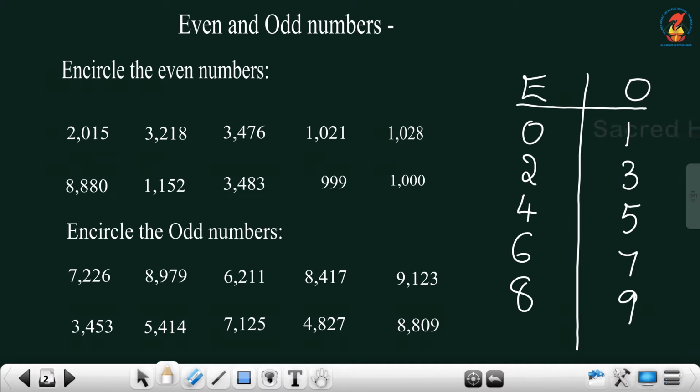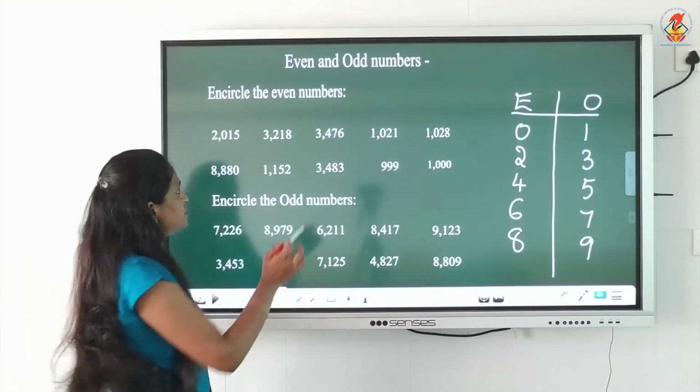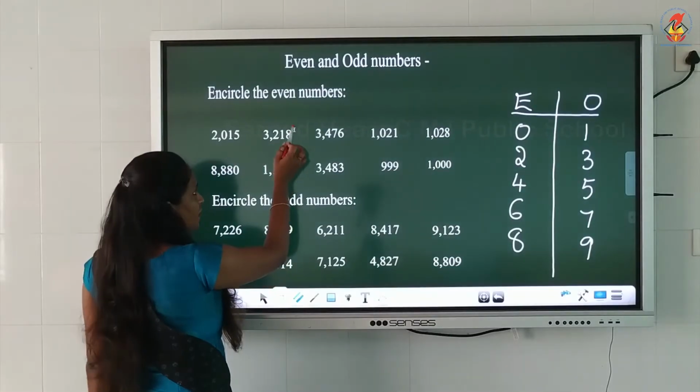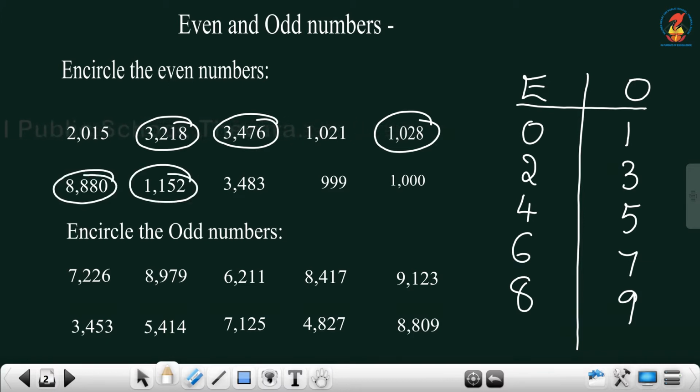Here, encircle the even number. You have to look at the last digit. 5, is it even or odd? It's odd number, so you need not circle it. 8, it's even number, circle it. 6, it's even number, circle it. 1, it's odd. 8, it's even number, circle. 0, it's even, circle it. 2, it's even, circle it. 3, it's odd number. 9, it's odd number, and 0, it's even number.